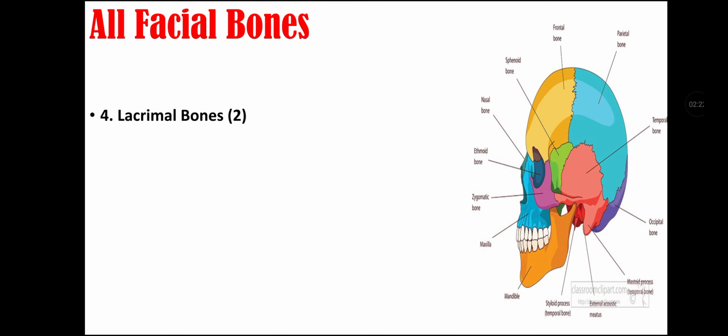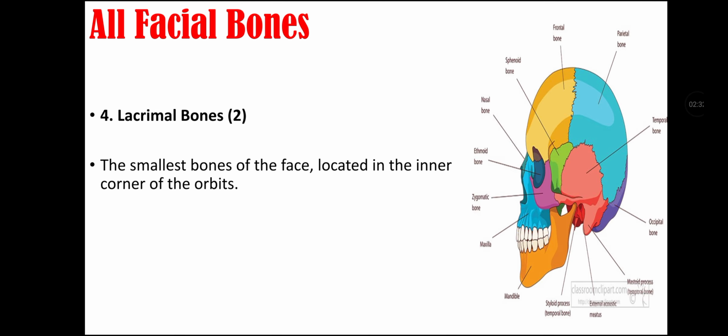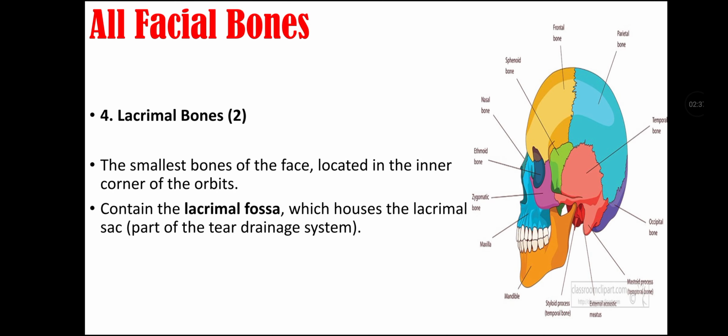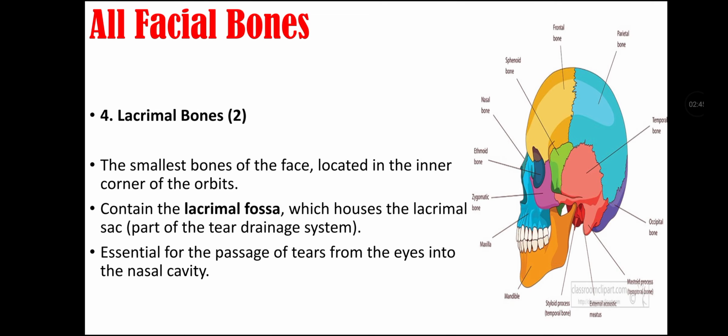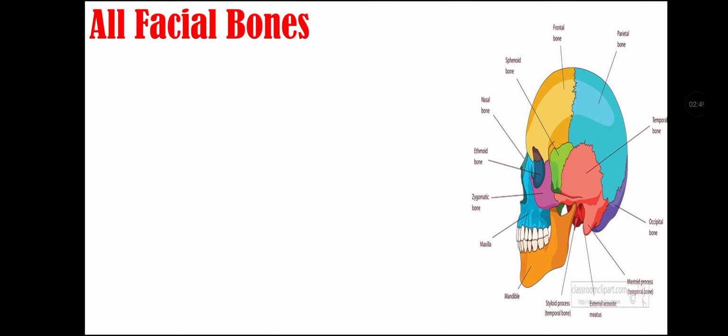Next facial bone is the lacrimal bone, which is also a paired bone, that means there are two lacrimal bones in every skull. They are present in the middle corner of the orbit. They are the smallest bones of the face, located at the inner corner of the orbits. They contain the lacrimal fossa, which houses the lacrimal sac that is part of the tear drainage system. They are essential for passage of tears from the eyes into the nasal cavity.